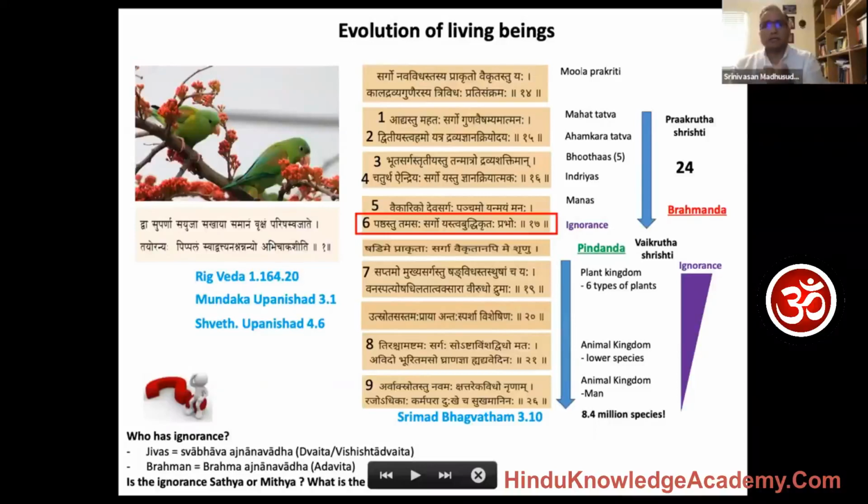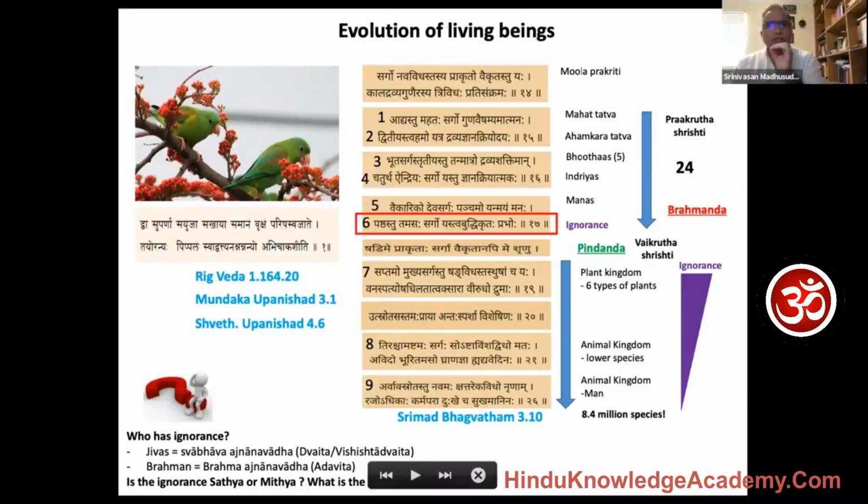So the Bhagavata Purana tells us that as per the Vedas and the Upanishads, creation happens in 9 stages. The first 5 stages is what I have told you so far, which is the creation of the 24 tattvas. This is called Prakrita Srishti. So Prakrita Srishti is these 24 tattvas then making matter. Okay. Then the 6th stage, we very briefly touched upon it before. Now the 6th stage is important.